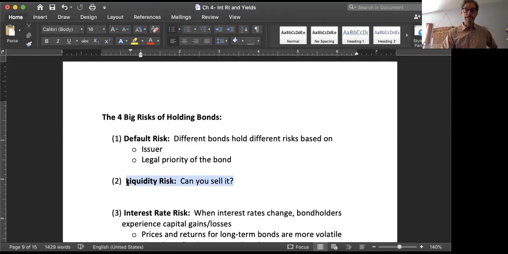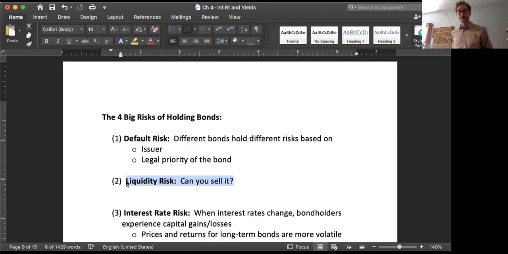You also have to think about liquidity risk. Can you sell the bond, right? Let's say that you need to sell it. Is there a market for you to sell it? This is a legitimate concern for many different types of bonds. For instance, municipal bonds. This is always a real concern. As we've talked about, municipal bonds, a lot of them are issued by local school boards, state and local governments. So it's not like there's a huge market for bonds issued by the Mount Vernon School Board.